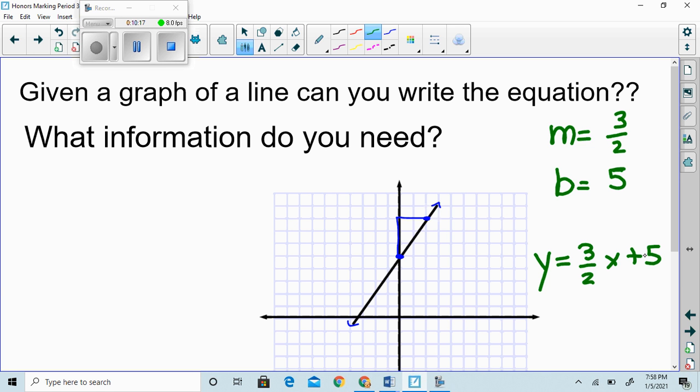So I wanted you just to see one quick example on how you can write the equation if you were given a line that was already graphed on the coordinate plane. And now my lesson's done.